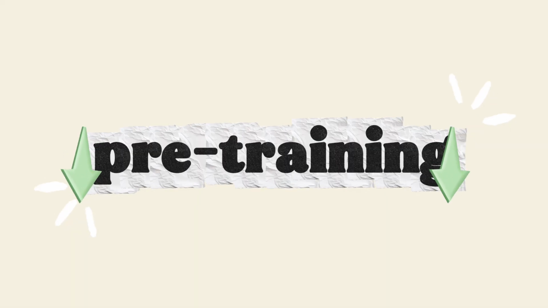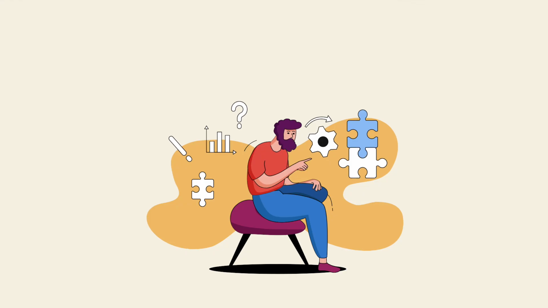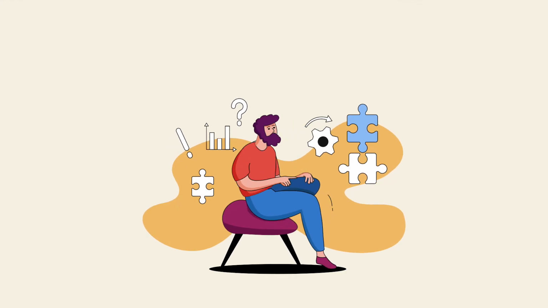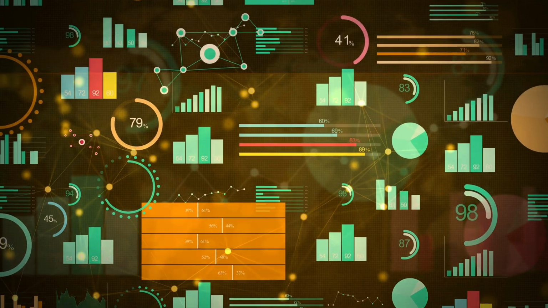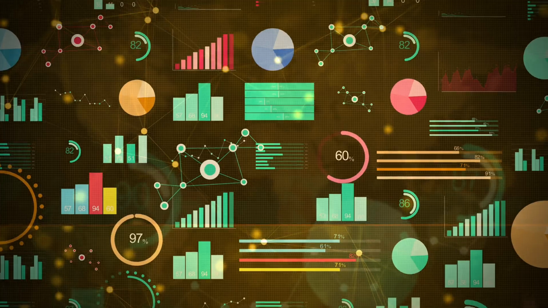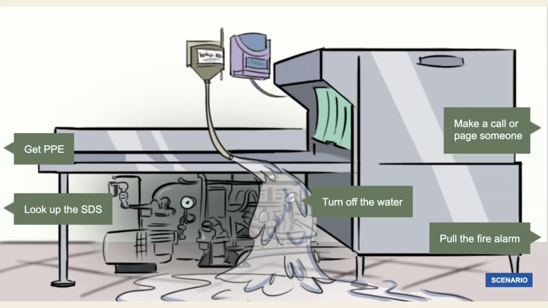The second principle is called pre-training. This principle recommends introducing important vocabulary and foundational concepts before presenting more complicated explanations. Without pre-training, learners may encounter a complex diagram or system filled with unfamiliar terminology all at once. For example, imagine you started a learning module and were given this diagram. Do you know what PPE is? Do you know what it means to look up the SDS?